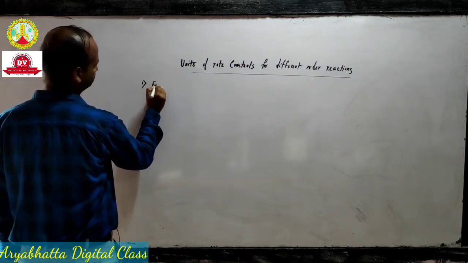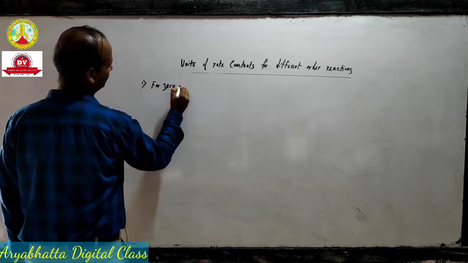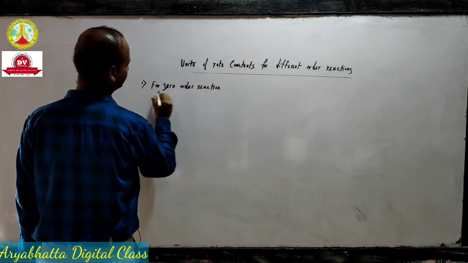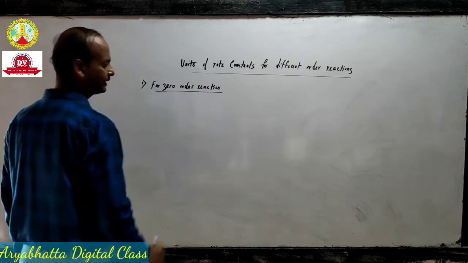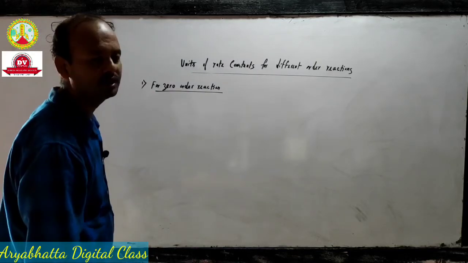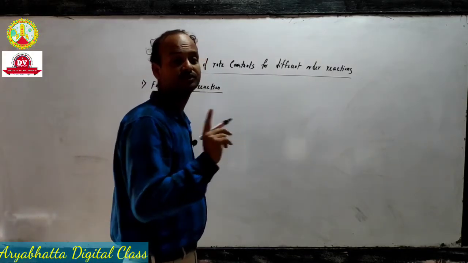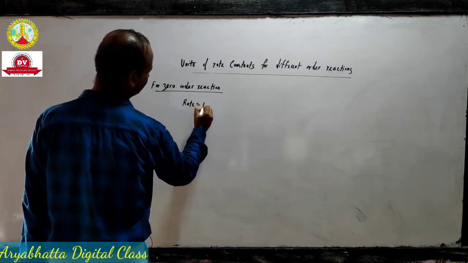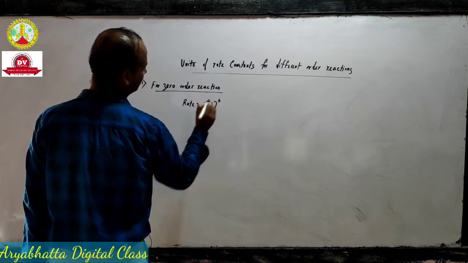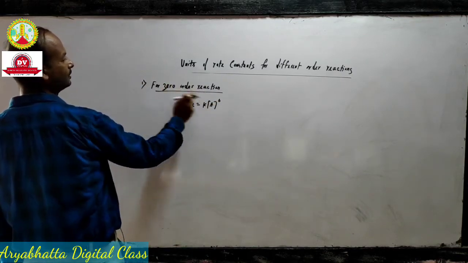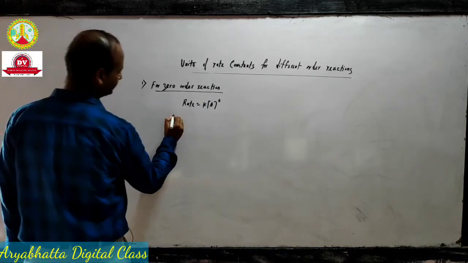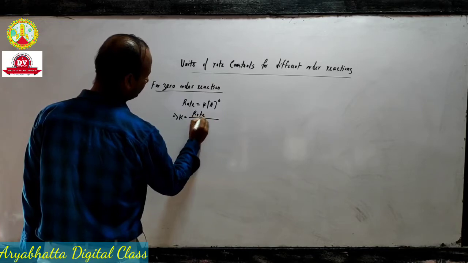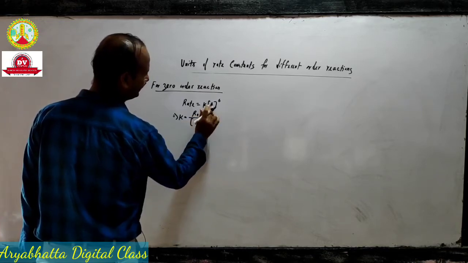For zero order reaction, rate is proportional to what? Proportional to the zero power of the concentration of the reactant. So we can write, suppose rate is k A to the power 0. Why did I put 0 here? Because this is a zero order reaction. From this, k will be how much? k will be rate by A naught.